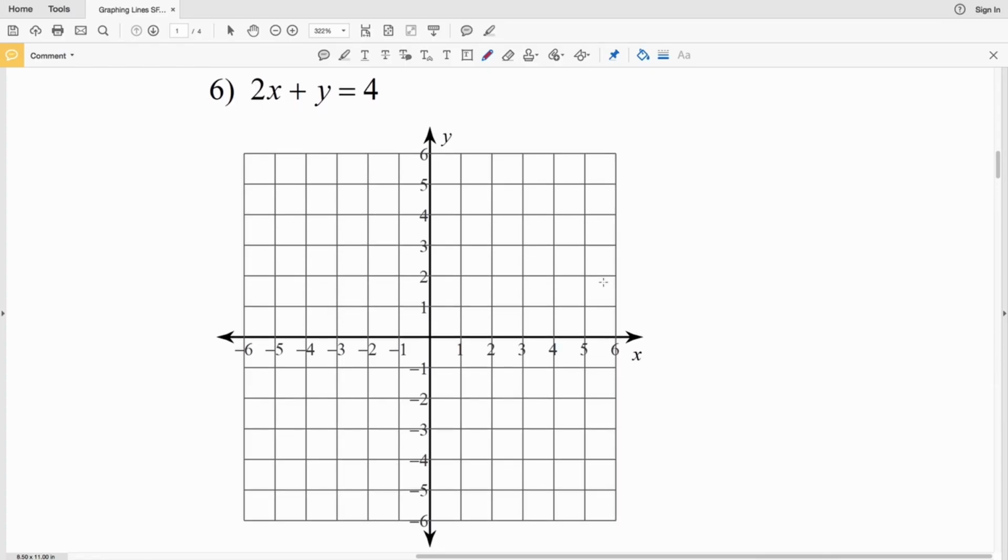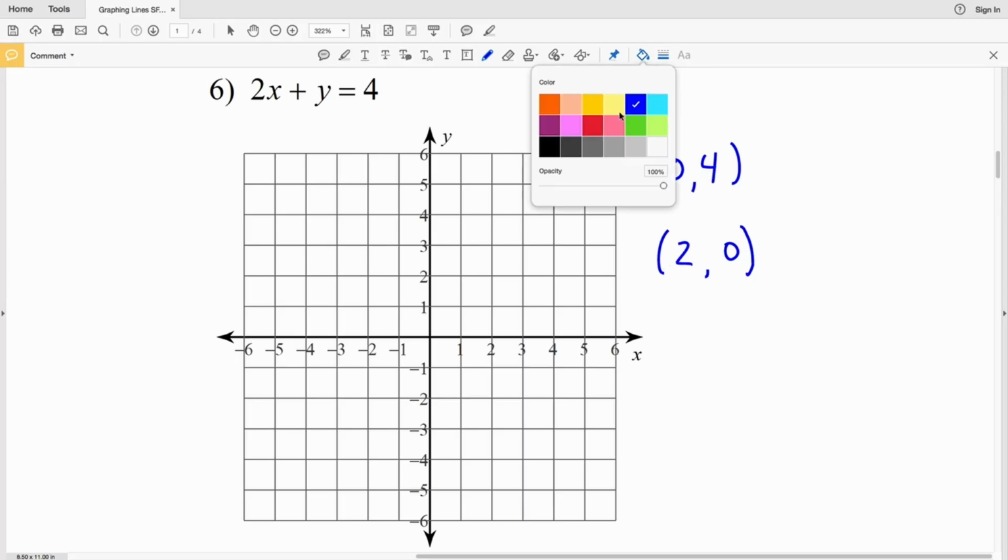And lastly, on to number 6. And in the next video, we'll do the second half of this worksheet. Again, we're going to solve for when x is 0 and when y is 0, graph those 2 points, and then connect them to form a line. So when x is equal to 0, y is equal to 4. When y is equal to 0, we have 2x equal to 4, so we'll divide both sides by 2 to get that x is equal to a positive 2. So when y is 0, x is 2. Go ahead, graph the y-intercept, (0, 4), and graph the x-intercept, (2, 0), and then connect those points.